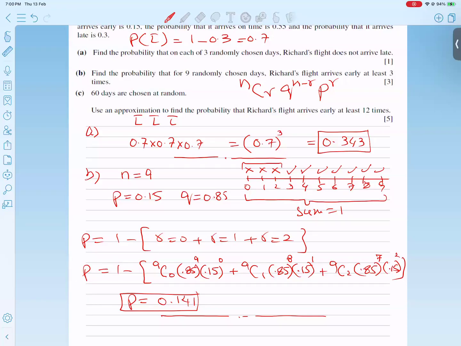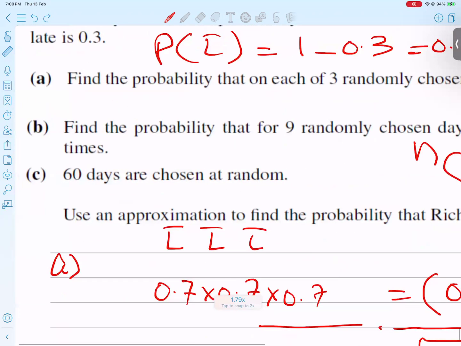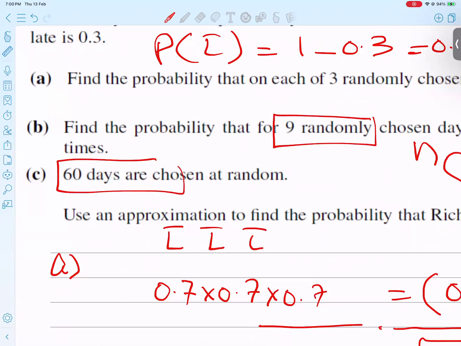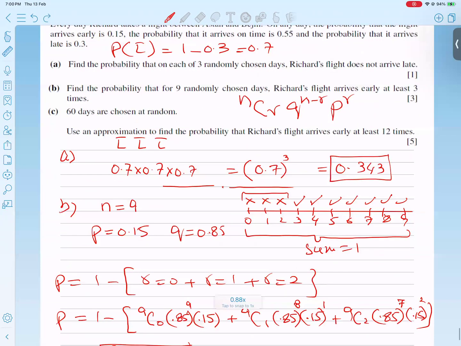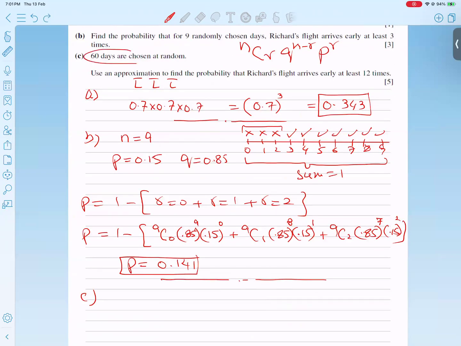So 0.414. Now let's go for the third part, C. The question says 60 days are chosen at random. A genuine question a student may ask: sir, how do we know this goes for binomial and this for normal distribution? We have a special criterion which I'm going to discuss now. When 60 days are chosen at random, n is equal to 60 days chosen, and he said use an approximation.